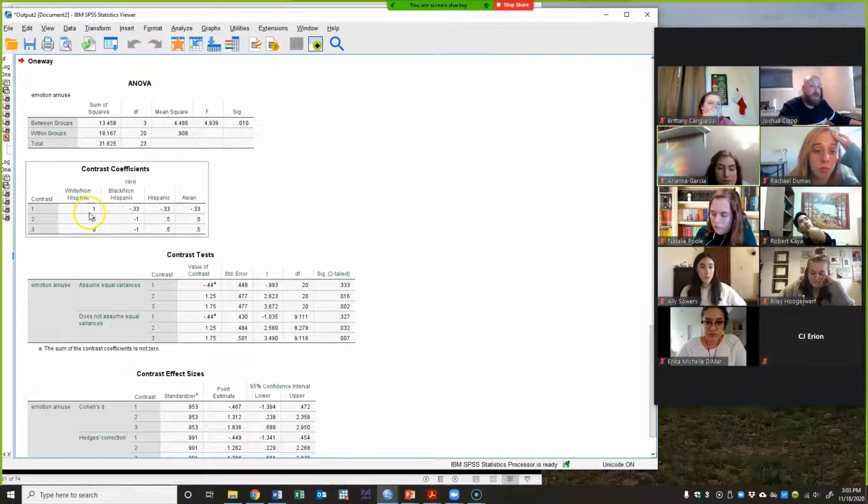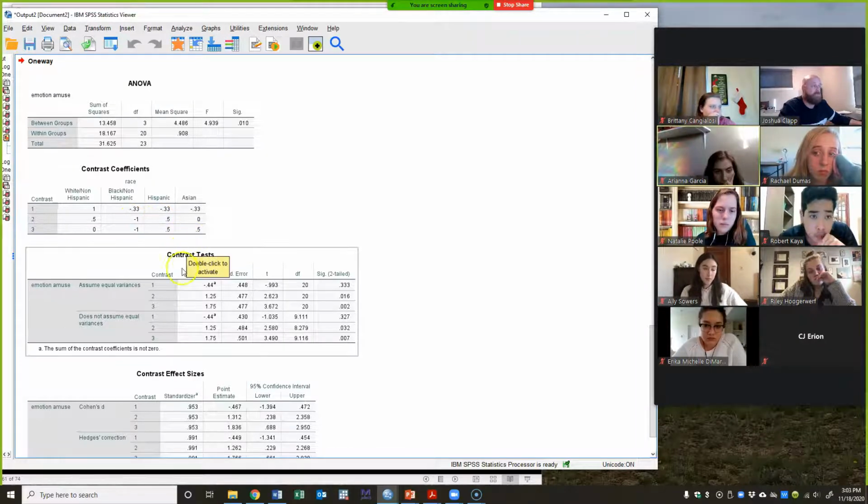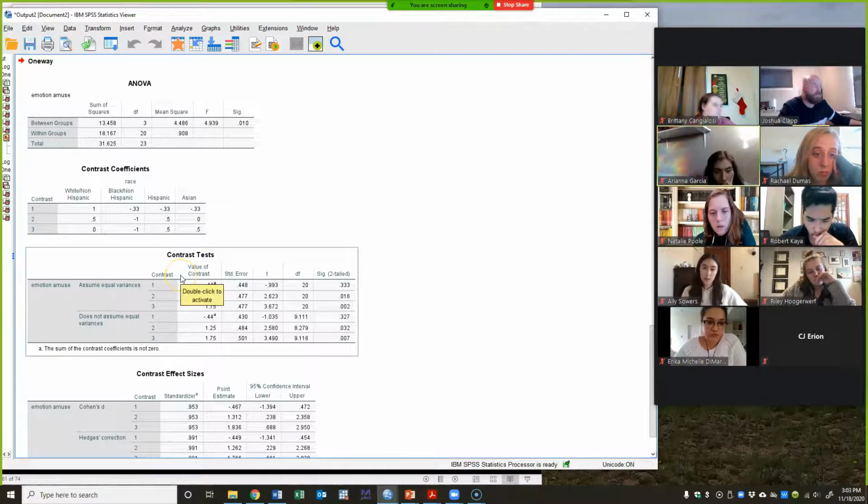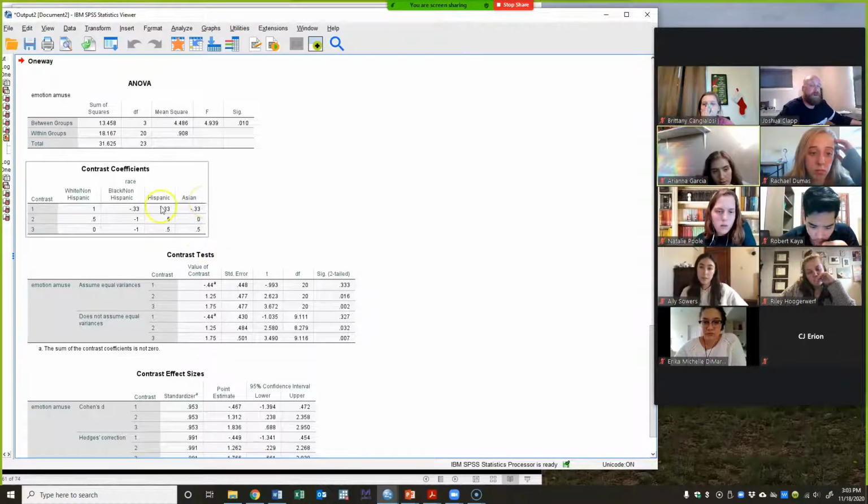So here for my first hypothesis, I'm comparing white non-Hispanic groups to everybody else. That's what I wanted to do. Here I'm comparing my white non-Hispanic and my white Hispanic groups to my black non-Hispanic groups. That's what I wanted to do. Here, comparing my black non-Hispanic to my Hispanic and Asian groups. That's what I wanted to do. So I've gone through and checked this to verify that yes, in fact, this is doing what I want it to do. Okay. So we've gone through, verified this.